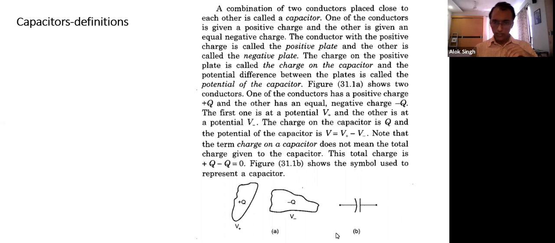So what is the net charge? Suppose one has plus Q charge, the other has minus Q charge. Net charge is 0. But when we talk about the charge of a capacitor, it is taken as the charge on the positive plate, or the mod of the charge on either plate. So when we say a capacitor has a charge Q, it doesn't mean the net charge on the capacitor is Q. Net charge of the capacitor may always be 0. But when we talk about the charge of a capacitor in a particular state, it indicates the charge on the positive plate. So that also is clear.